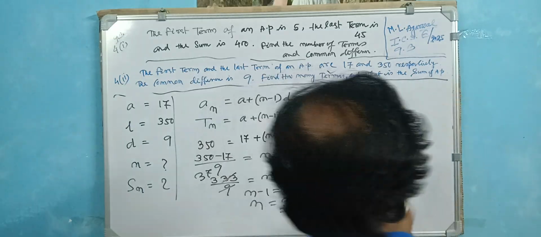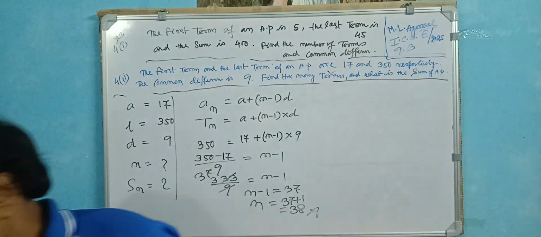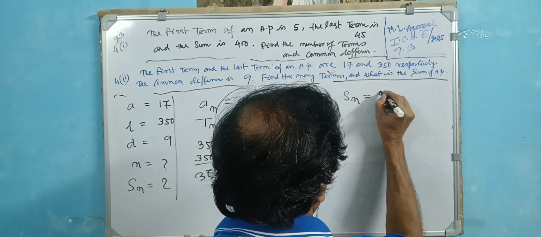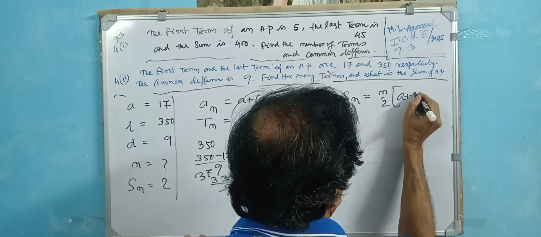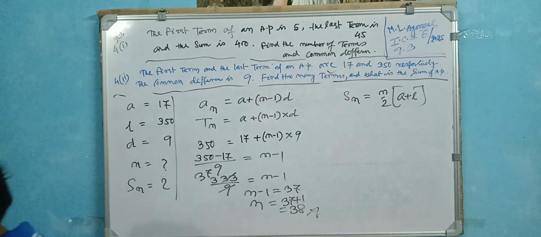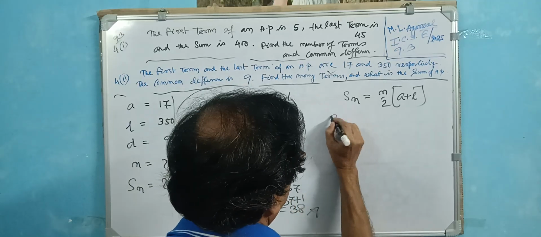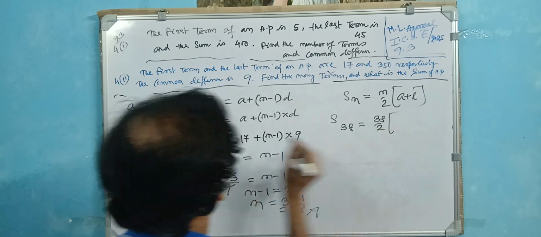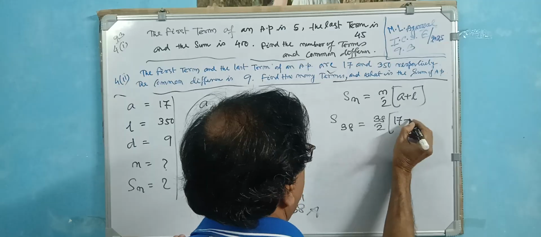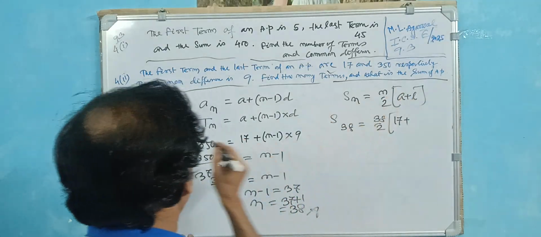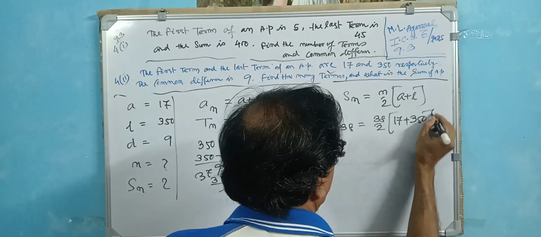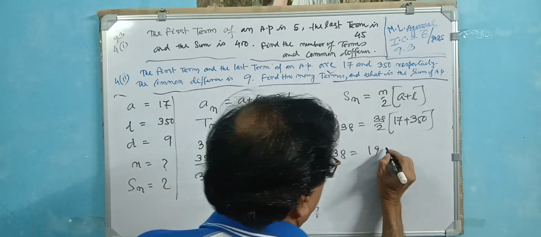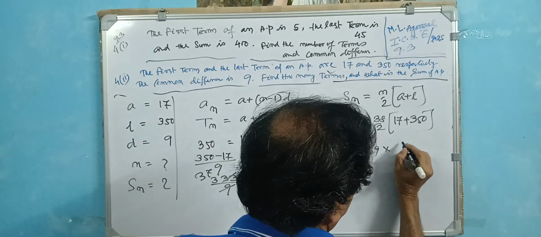And now what is the sum? Sum means you know the value of the last term. Sn is equal to n by 2 into a plus l. Very easy. You just use this formula. Here it is S38, that is n is 38, by 2. A is 17 and L is the value of the last term, 350. So S38 is equal to 19 into 367.